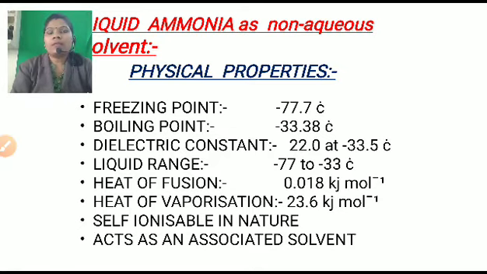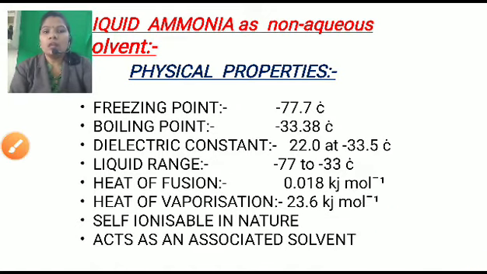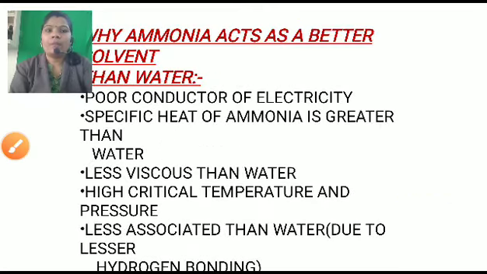Let's learn some physical properties. The freezing point of ammonia is minus 77.7 degrees Celsius. Its boiling point is minus 33.38. Its dielectric constant is 22. Its liquid range is minus 77 to minus 33. Heat of fusion is 0.018 kilojoule per mole. Ammonia is self-ionized and also acts as an associated solvent.